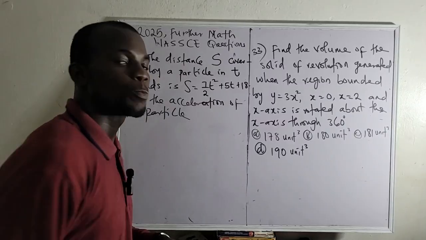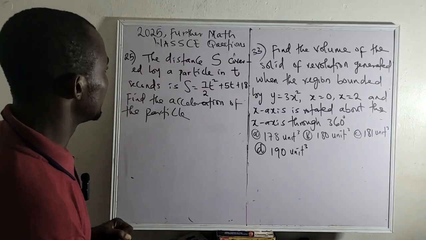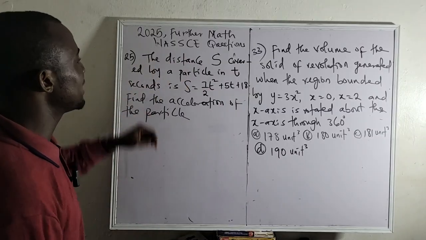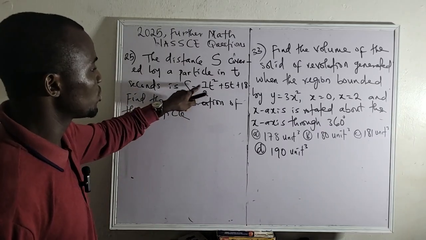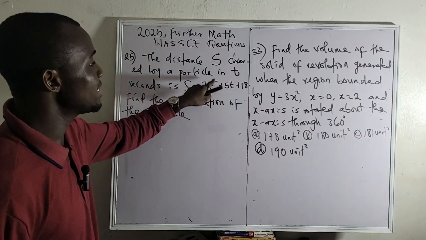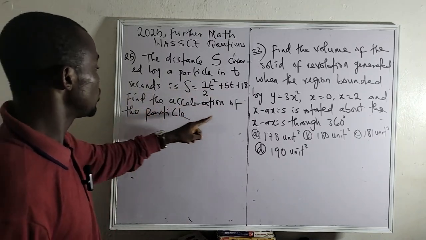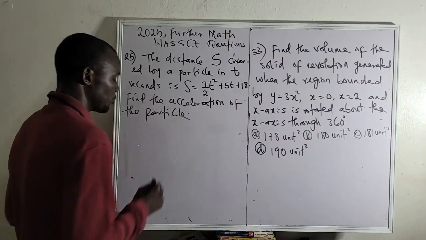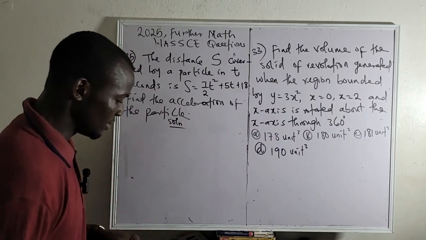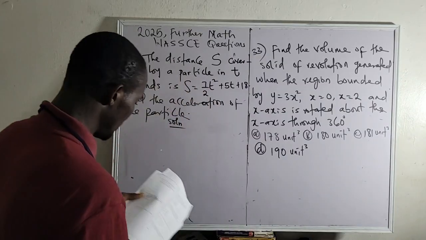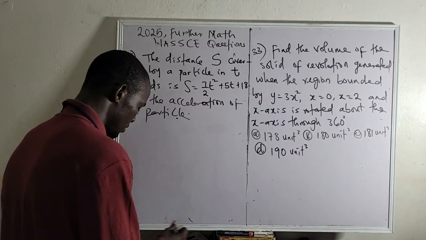So, here is the number 25 question. They said the distance s covered by a particle in t seconds is given as s equals 7 over 2 t squared plus 5t plus 18. We have to find the acceleration of the particle. Now, the solution to this. Oh, I think I should give the options first. Let me give the options for number 25.